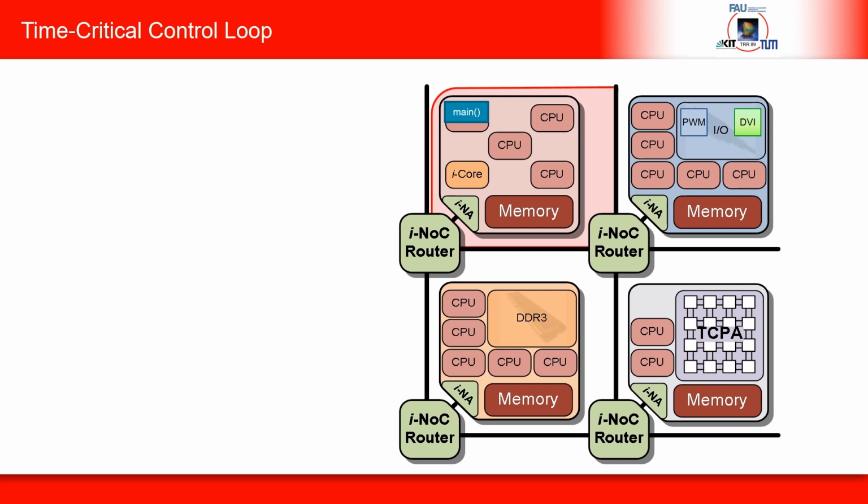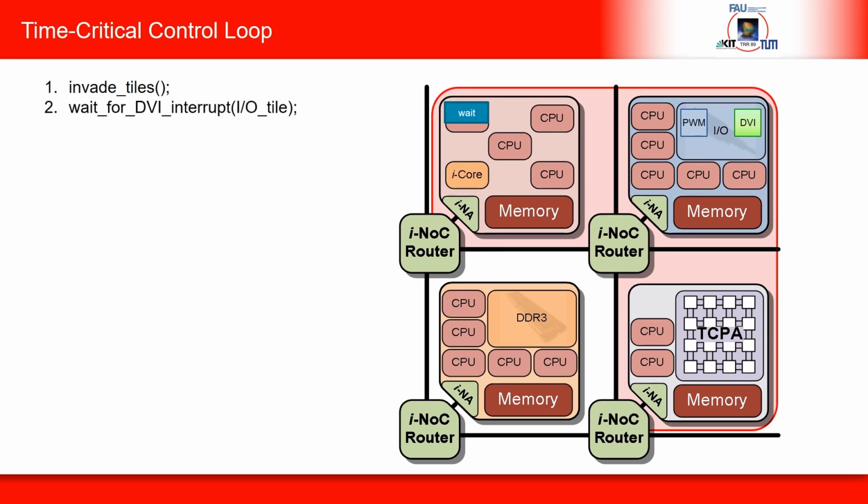For executing the 2 image processing algorithms, a tile called TCPA, lower right, is invaded together with an I/O tile to which the camera is mounted, as well as the pulse width modulated signals of the engine control, upper right. The time-critical control loop then begins with a wait statement for an interrupt coming from the I/O tile, issued by the Digital Video Interface (DVI) of the camera and signaling that a new frame is available to be processed.